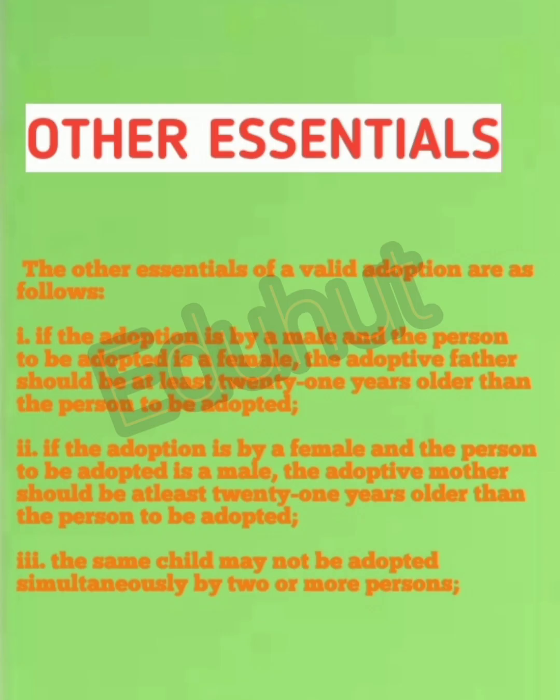Other essentials. The other essentials of a valid adoption are: if the adoption is made by a male and the person to be adopted is a female, the adoptive father should be at least 21 years older than the person to be adopted. If the adoption is by a female and the person to be adopted is a male, the adoptive mother should be at least 21 years older than the person to be adopted. And the same child may not be adopted simultaneously by two or more persons.